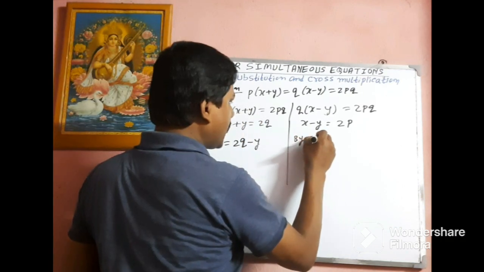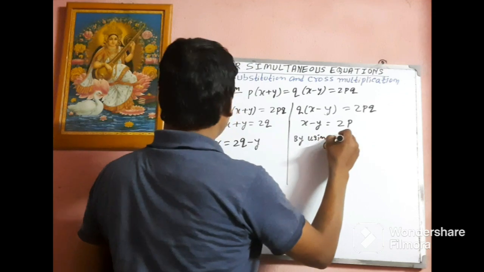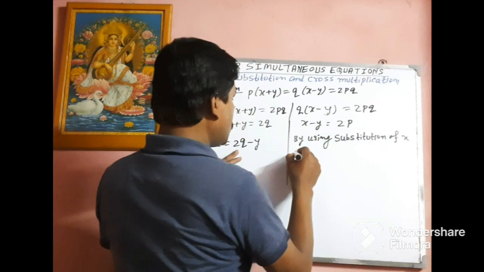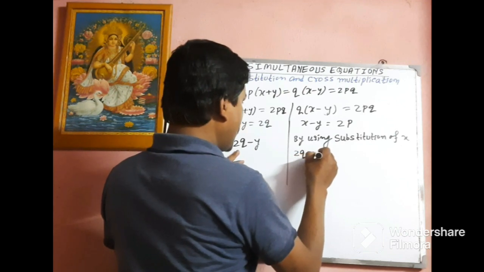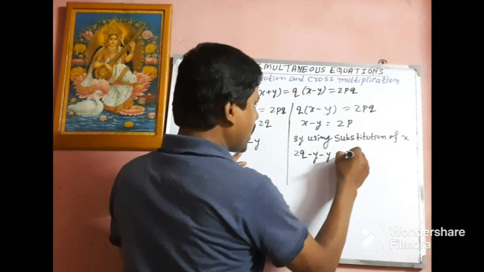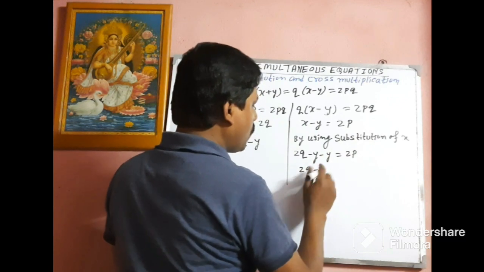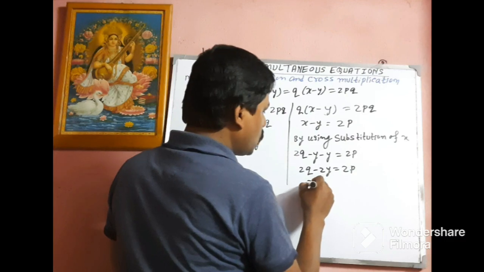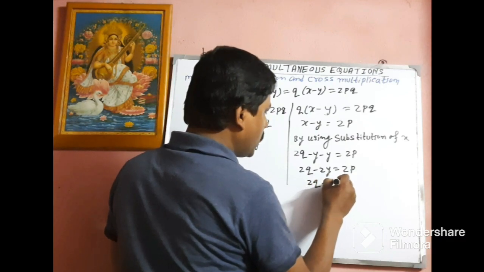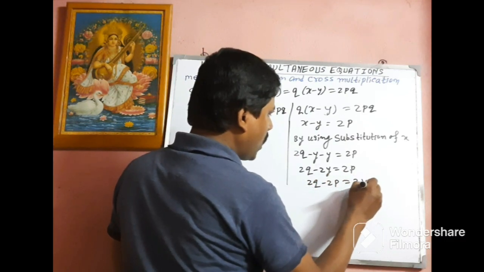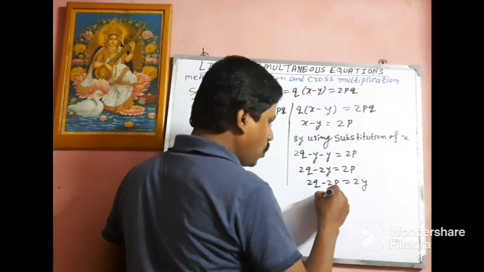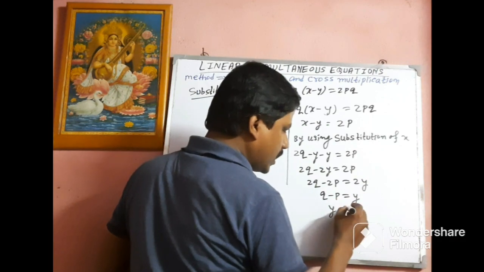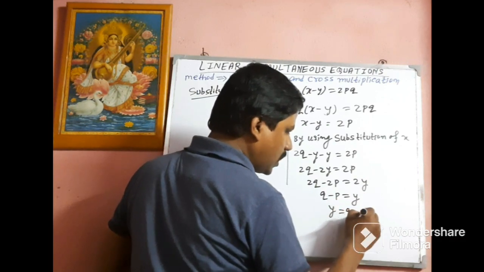By using the substitution method, we get 2q minus y is equal to 2p. Then 2q minus 2y is equal to 2p. So 2q minus 2p is equal to 2y. Then we get q minus p is equal to y. So the value of y is q minus p.